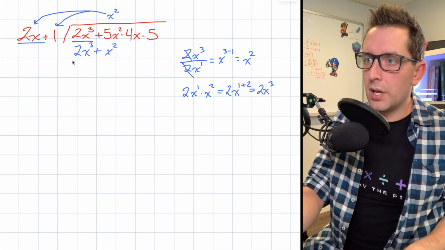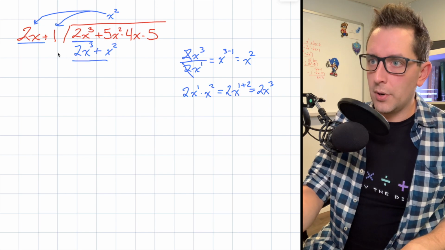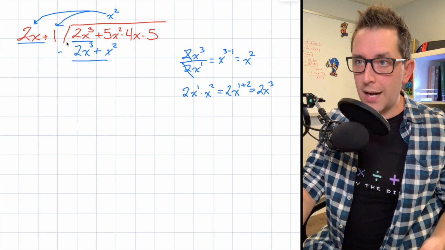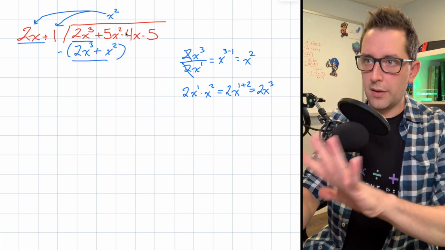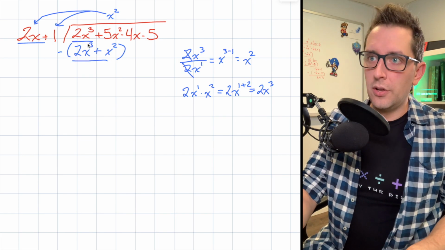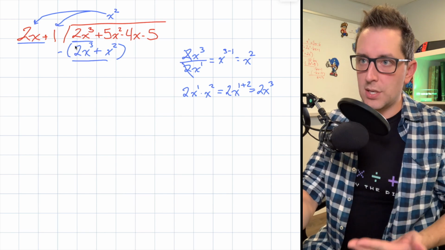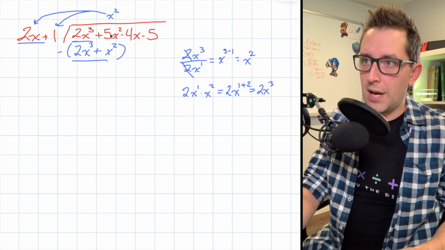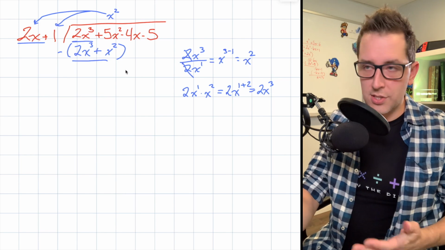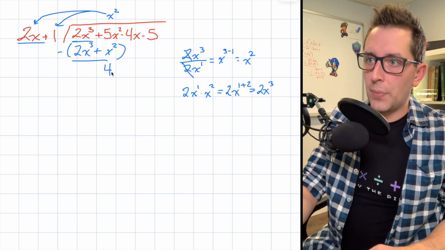The next step is I'm going to draw a little line across here, and I'm going to do some subtraction. Remember, when we subtract and we're working with multiple terms, we like to put brackets around things so that we don't mix up any of our signs. So subtracting straight down, I'm going to get 0 here. 2x cubed minus 2x cubed is 0. And I've got 5x squared minus 1x squared, so that's just going to be 4x squared.